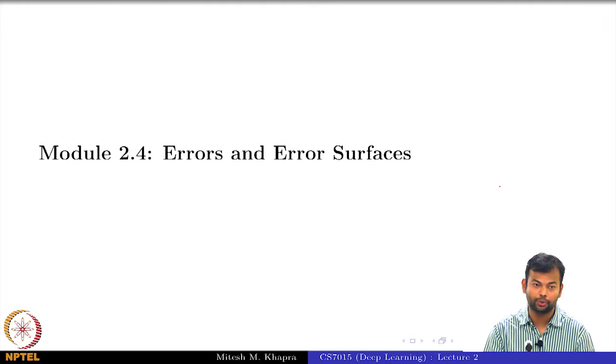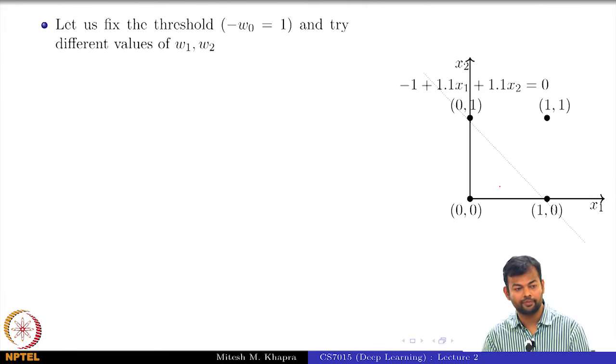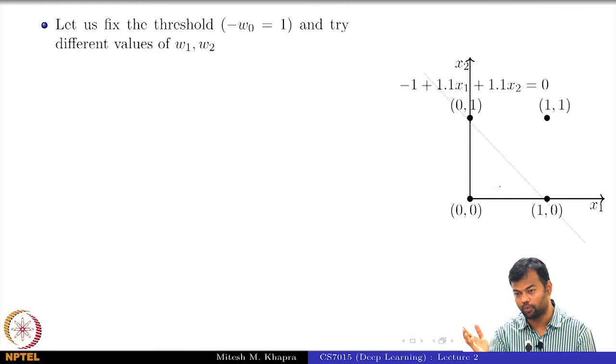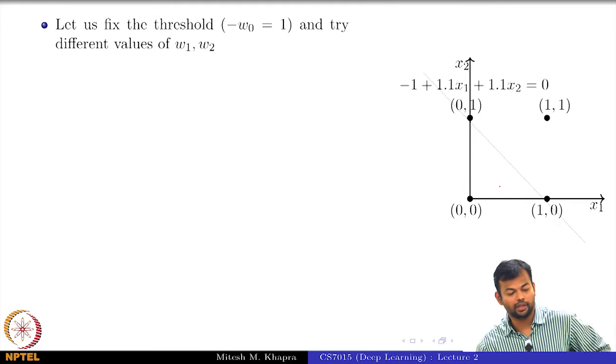Before we go to the next section, which is on learning, I just want to introduce the concept of errors and error surfaces and tell you how it relates to these multiple solutions that we were talking about. So for simplicity, we'll set the threshold to -1, that is, W0 equals -1. And now I'll try different values of W1 and W2.